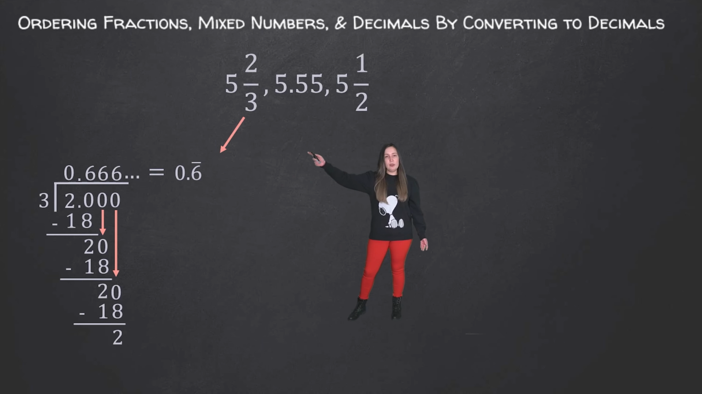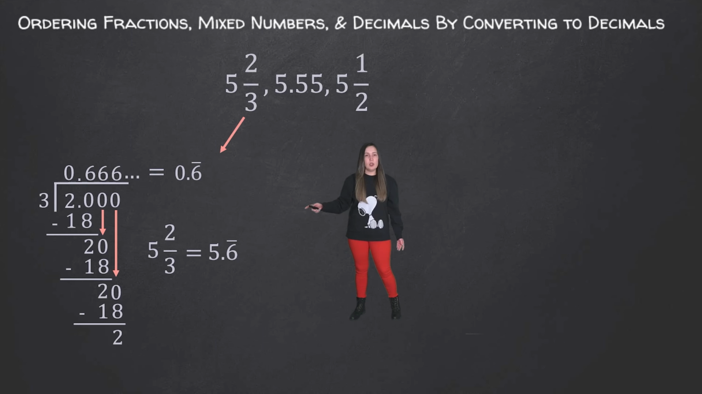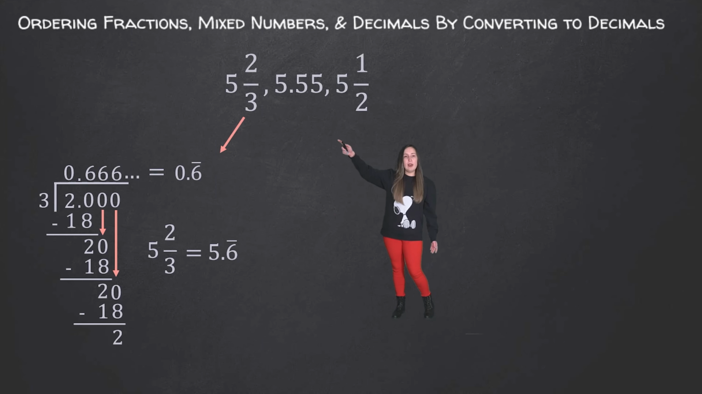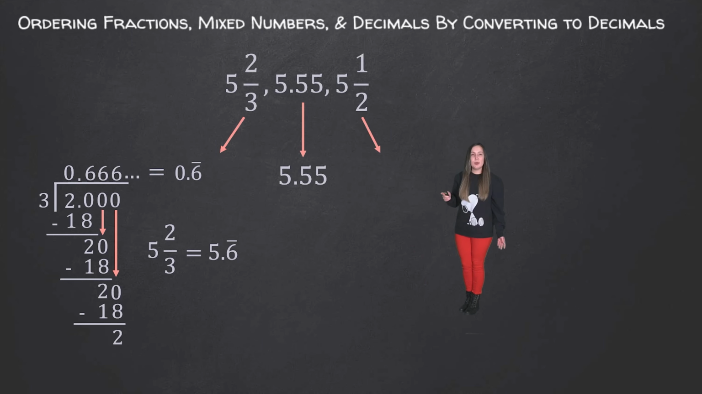But be mindful that we didn't start off with 2/3, we had 5 and 2/3, so that means that 5 and 2/3 is equal to 5.6, where the 6 is repeating. Now, 5 and 55 hundredths, we could rewrite it as is because it's already a decimal, and then we have 5.5. So we're going to take the fraction, and we are going to divide.